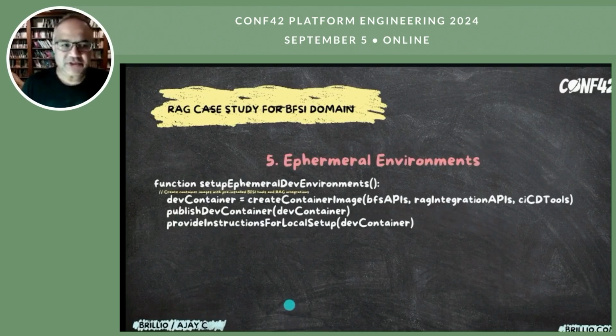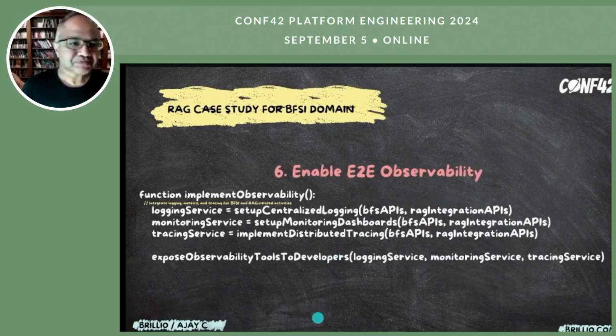The next step of the process would be to have your ephemeral environments. As a developer, you need to make sure that you have the right kind of environments to continue your development process. So you start by creating your dev containers and then publish those dev containers and provide instructions for the local setup. This is where you would provide the right kind of configurations and the instructions for the developers to execute so that they can actually get this deployed on their local environments.